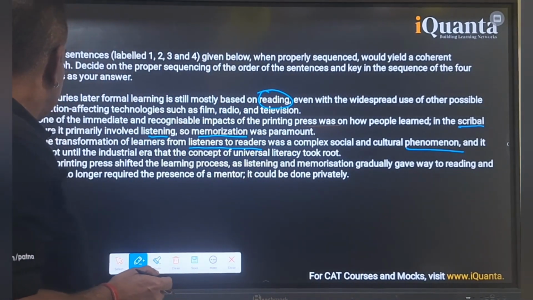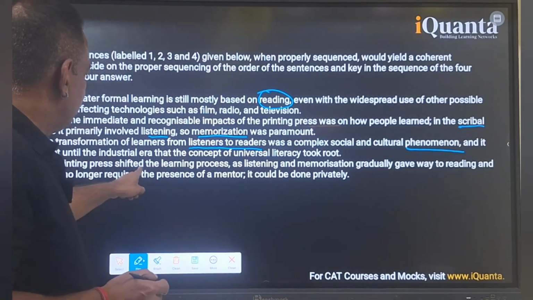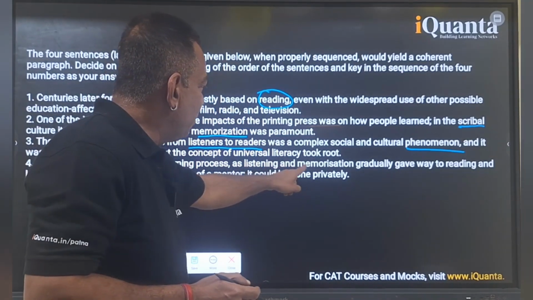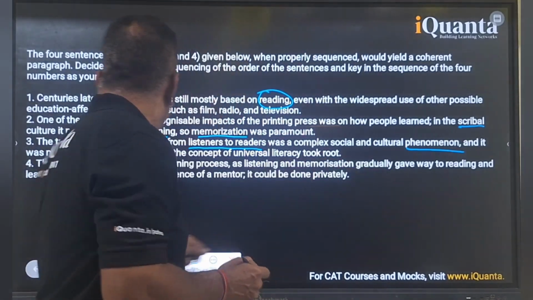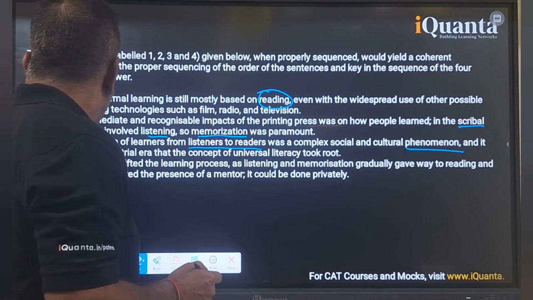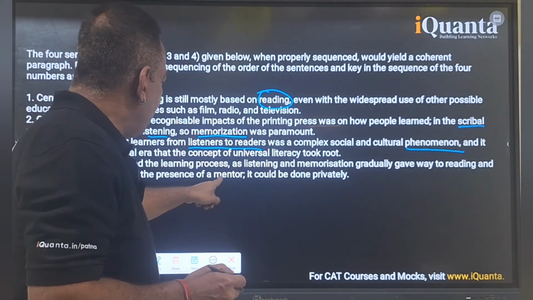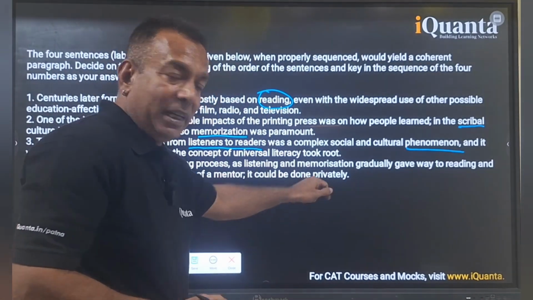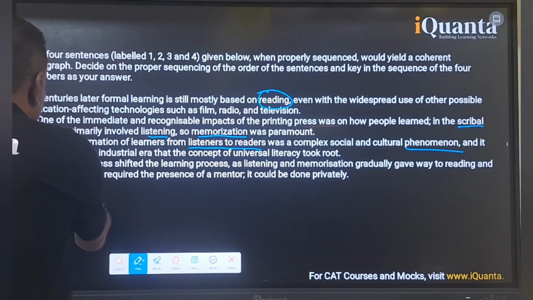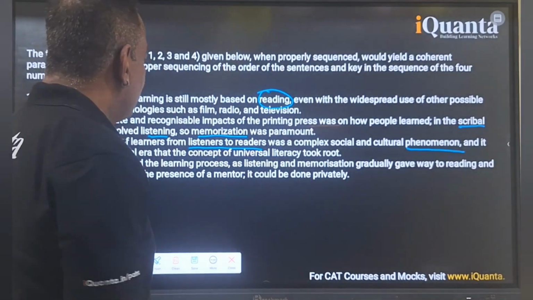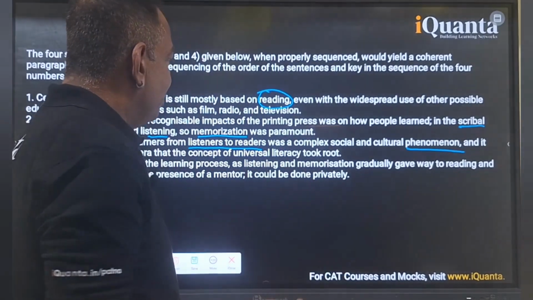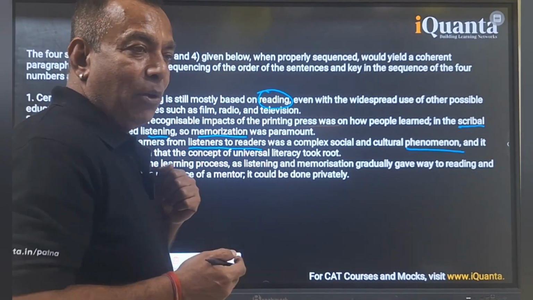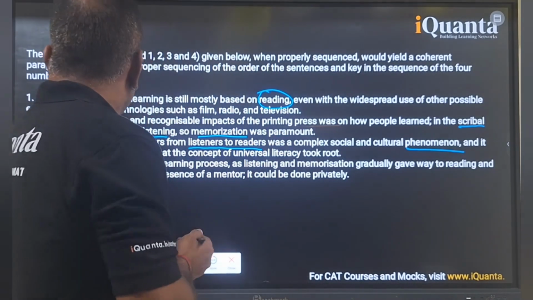Now, the fourth one, the printing press, shifted the learning process as listening and memorization gradually gave way to reading. Learning no longer required the presence of a mentor, like the scribe we were talking about. It could be done privately. So here we are again talking about printing press, and we are talking about reading, and those things like listening and memorization were not required any longer.